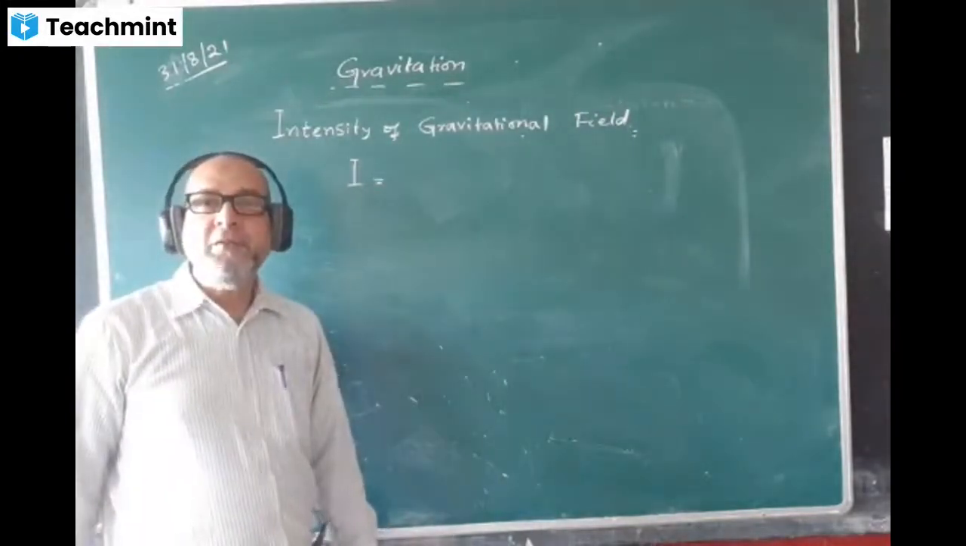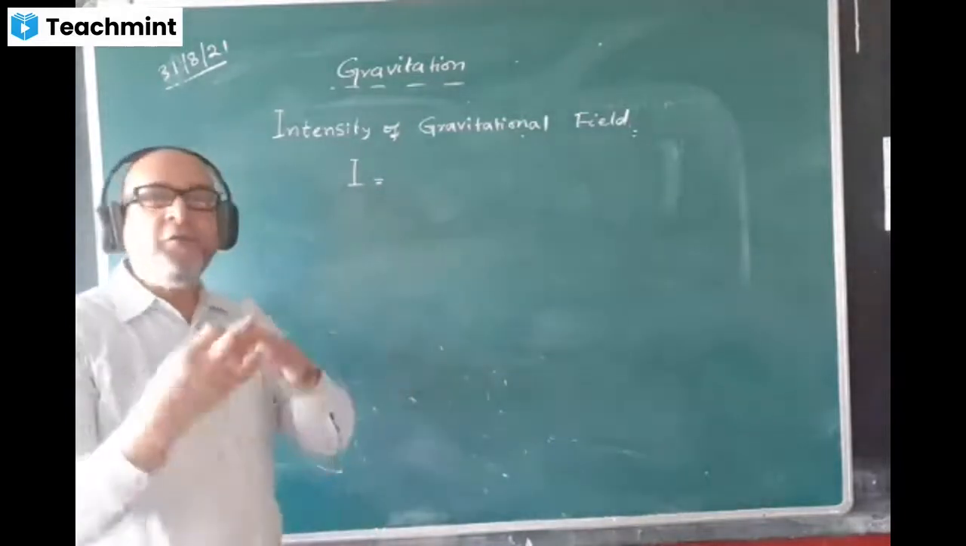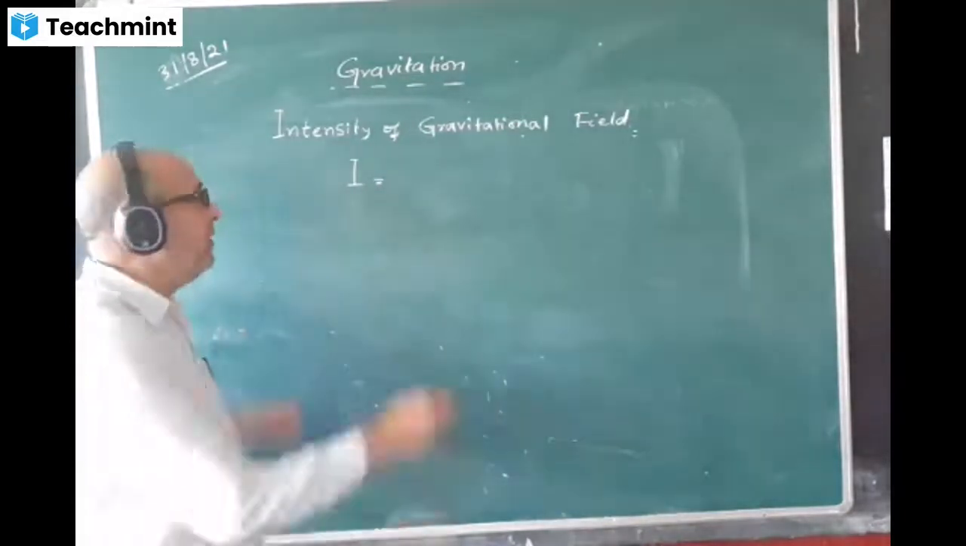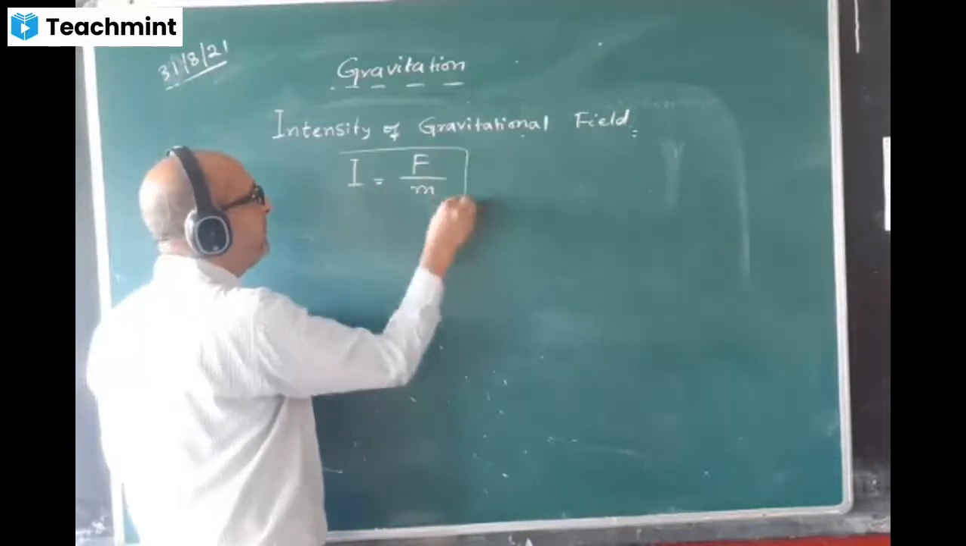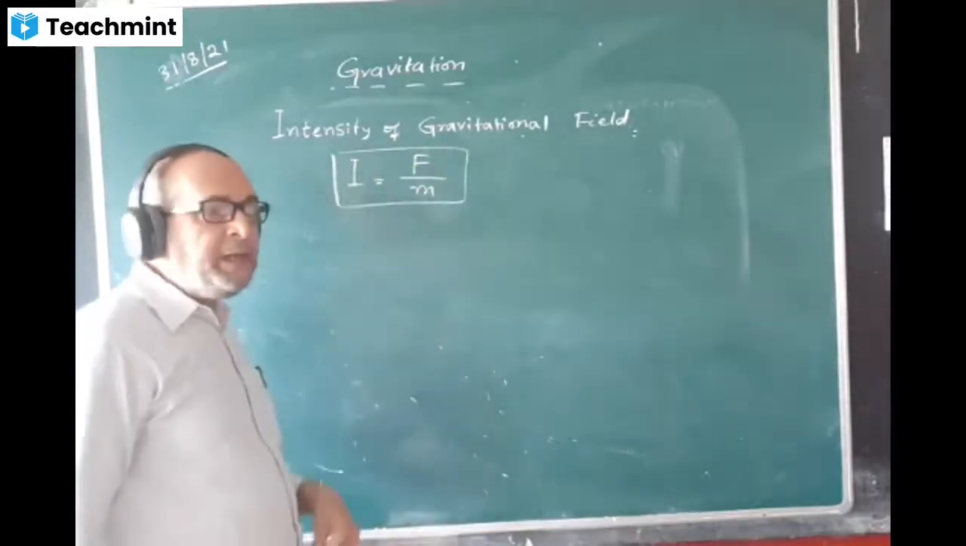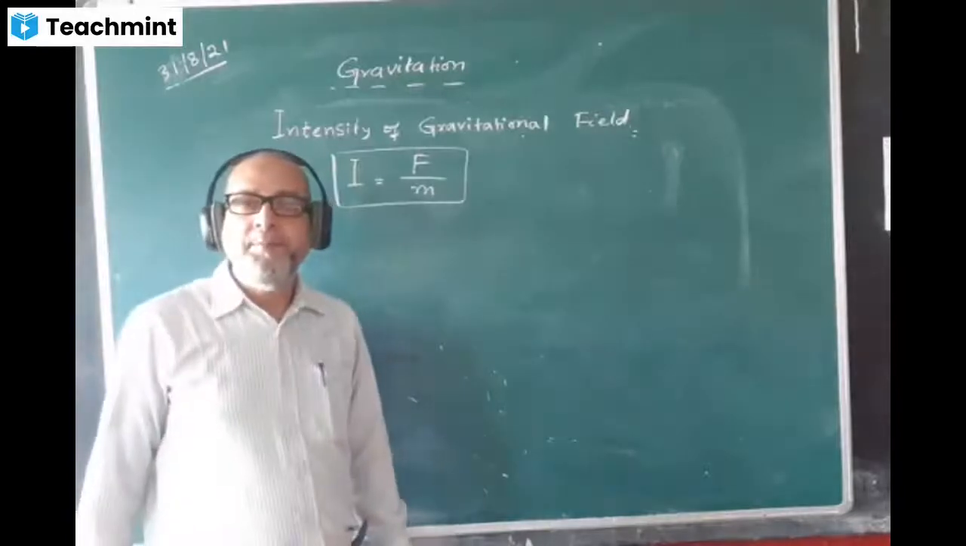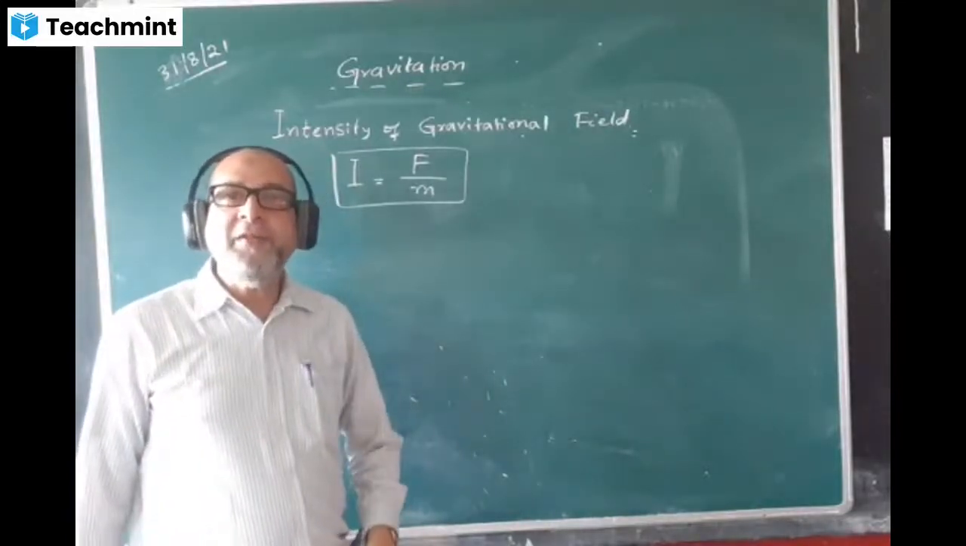Write down the definition of this. First you write the definition, or you can write down the formula first, after that we will derive. I is equal to F by M. This is the formula. Now write down the definition.